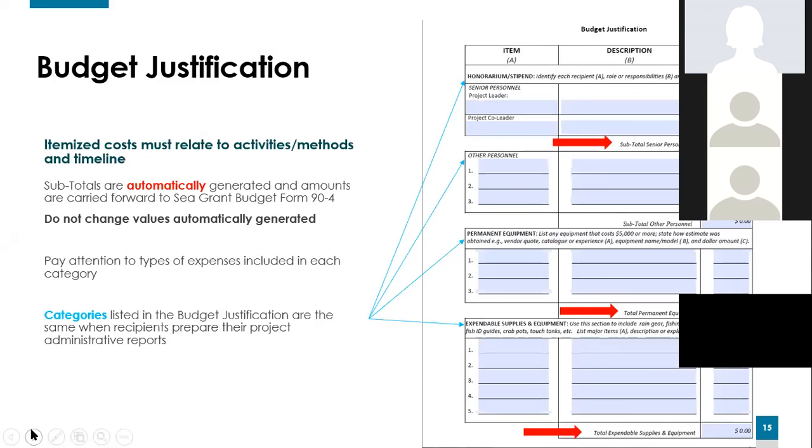Now, I'd like to point out some special features in this section of the application form. You will notice here where I've indicated the red arrows, subtotals and totals are automatically generated. They're automatically calculated, and the values are actually carried forward to the Sea Grant Budget Form 90-4, which we're going to talk about momentarily. Now, again, please do not change any values that are automatically generated. That's where we have these red arrows.